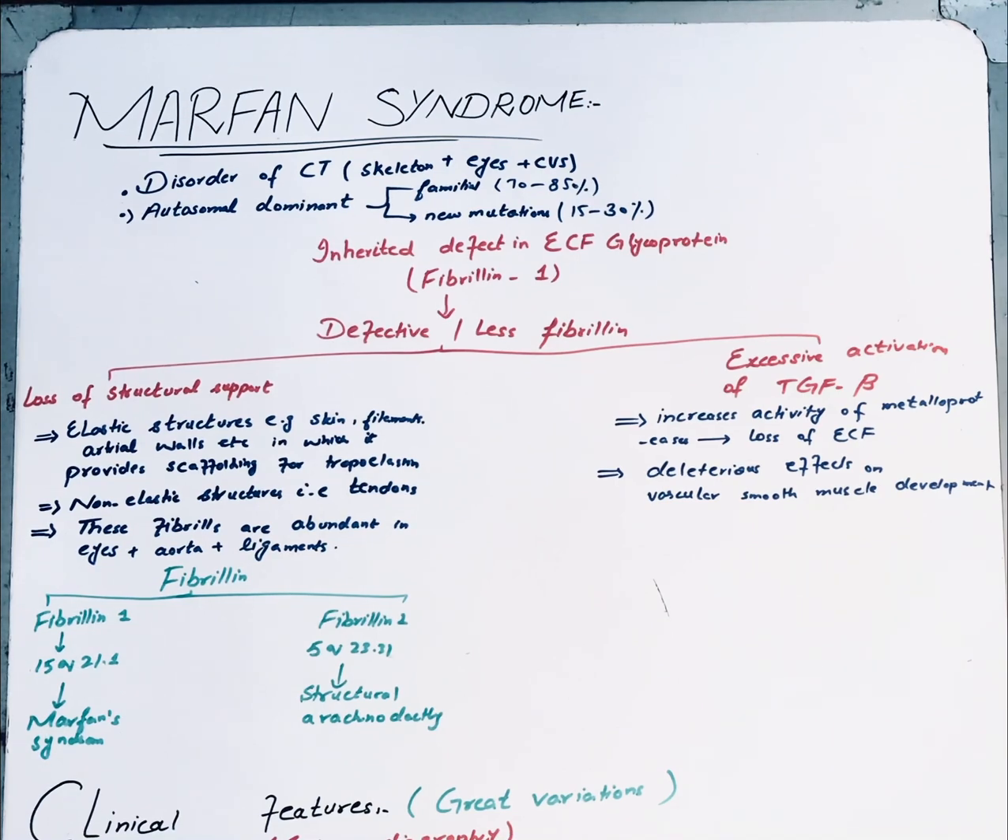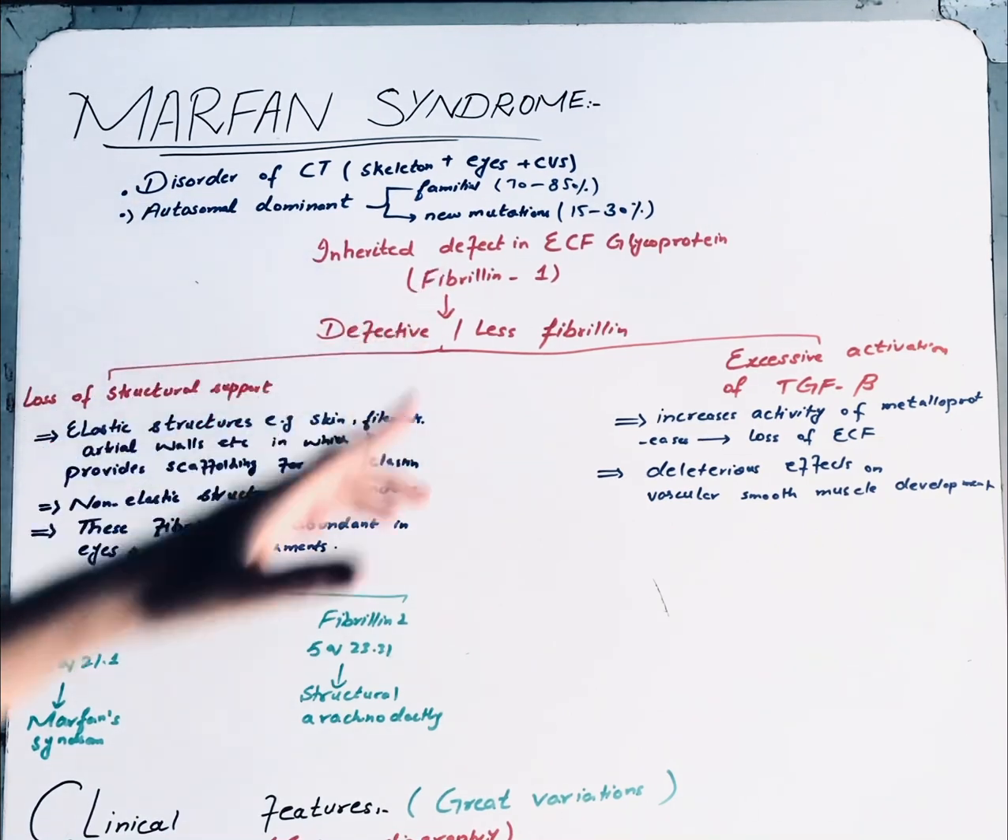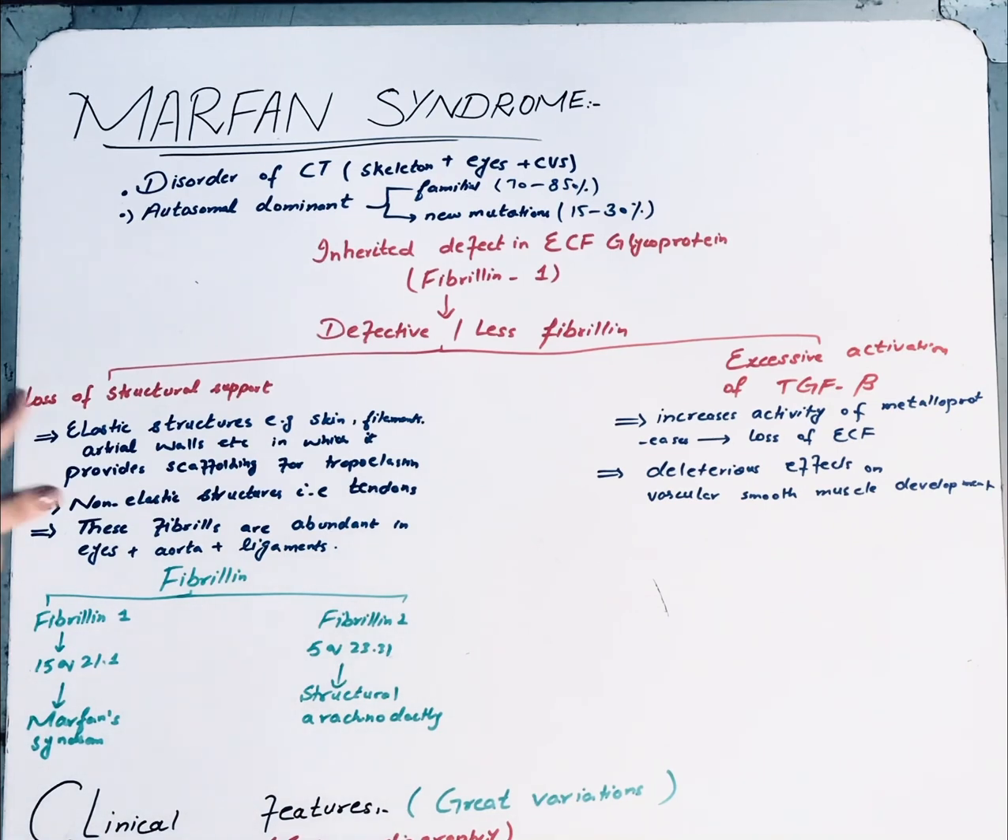So there is a glycoprotein in our extracellular matrix, that is fibrillin 1. Fibrillin 1 is defective in this case. Now first of all we have to see what the function of fibrillin 1 is and how it causes Marfan syndrome. This fibrillin 1 provides support to our skeletal system. It is abundant in our skeleton, in our eyes, in our CVS, and it provides support. Now if this fibrillin 1 is defective or there is less fibrillin, then there will be loss of structural support.